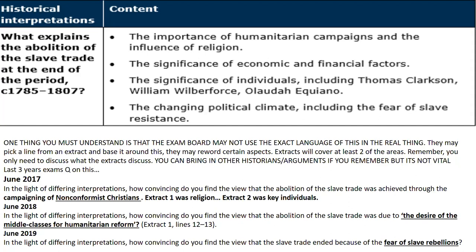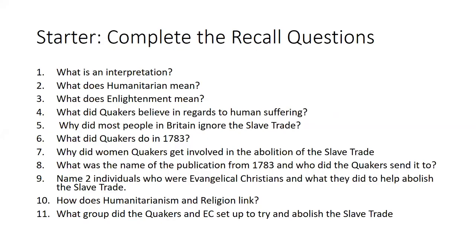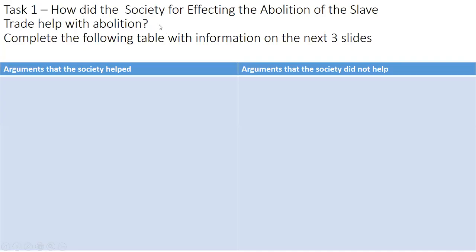So we've done task 1, the starter questions. Now the actual task 1 is we're going to look at how the Society for Effecting the Abolition of the Slave Trade helped with abolition. So question 11 on the starter, what group did the Quakers and the evangelical Christians set up to try and abolish the slave trade? The answer is the Society for Effecting the Abolition of the Slave Trade.